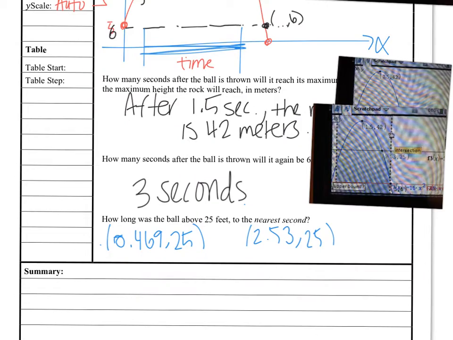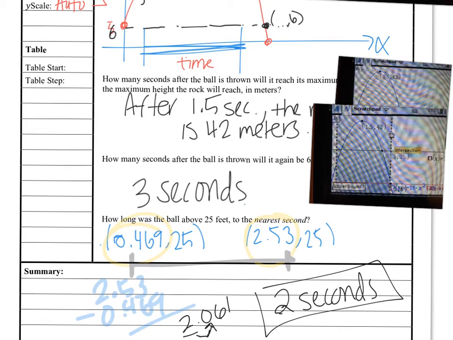So what this is saying is that it hits 25 feet above the ground after 0.469 seconds and after 2.53 seconds. But I want to know how long is that period of time. So from here to here in terms of the x values. So what I need to do is take 2.53, subtract 0.469, and then round to the nearest second. So do that on your calculator and round appropriately, please. So when I rounded, I found 2 seconds.